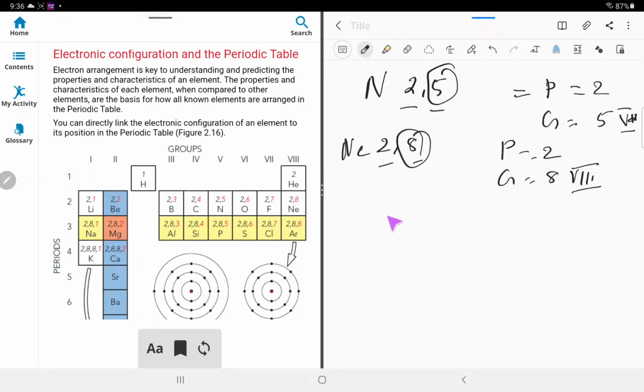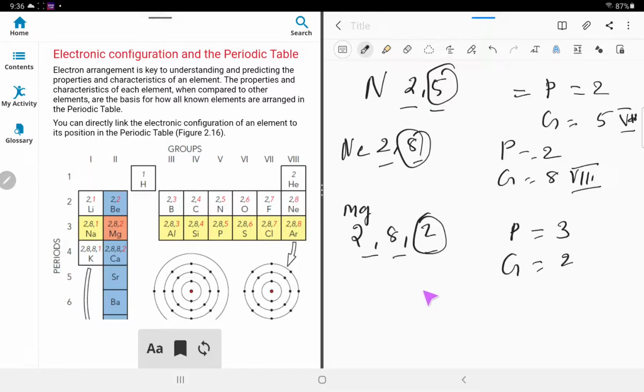So next we can write magnesium, that is 2 8 2. So how many shells are there in this? 1, 2, 3, right? There are 3 shells. So period is third period and valence electron is 2. So group number it belongs to the second group.